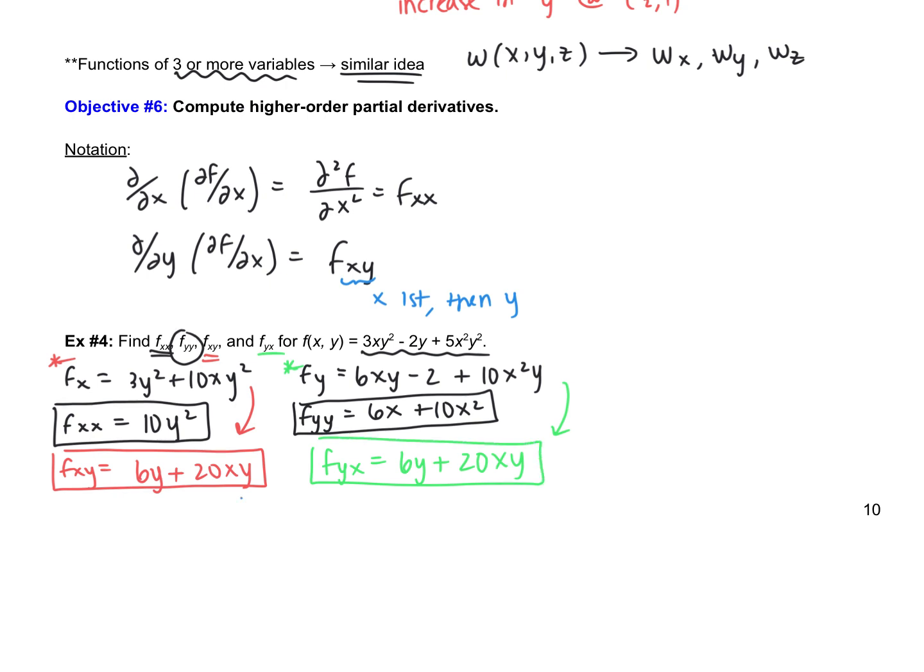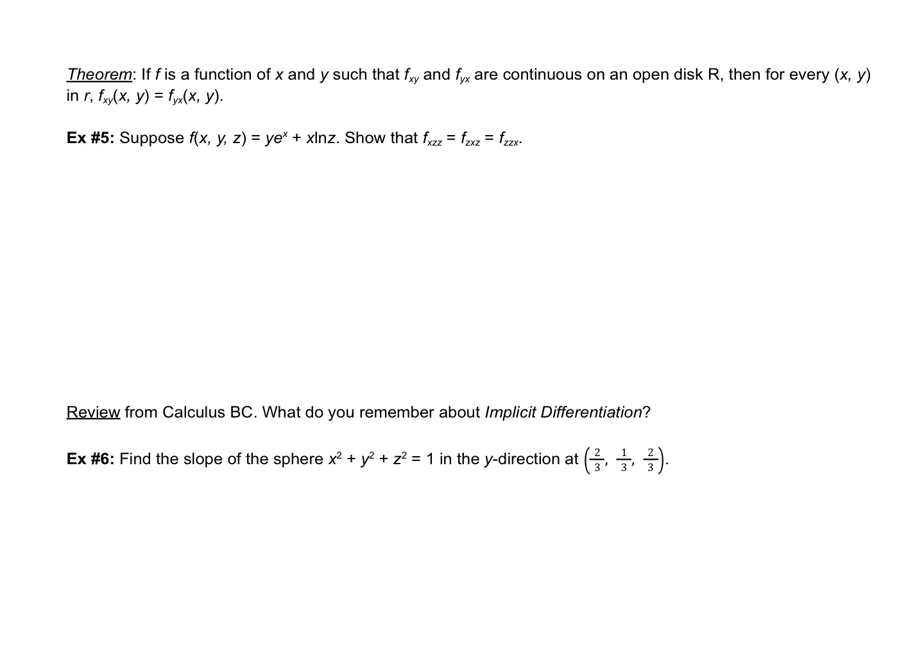Now, what we should notice is that in this case, we ended up with f of xy is equal to f of yx. Now, the question is, does that always happen? Is that always the case, or was this just a nice coincidence? Well, conveniently, that leads us to our next theorem. If f is a function of x and y, such that both f of xy and f of yx are continuous on an open disk R, then for every xy in R, f of xy is going to be equal to f of yx.